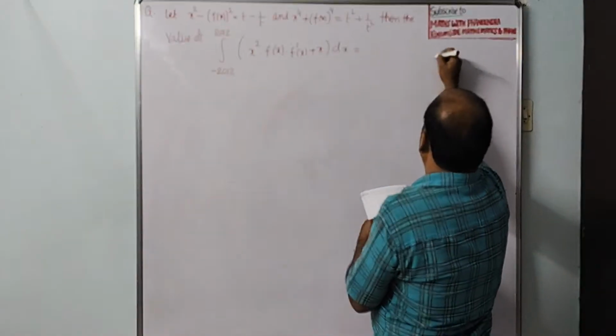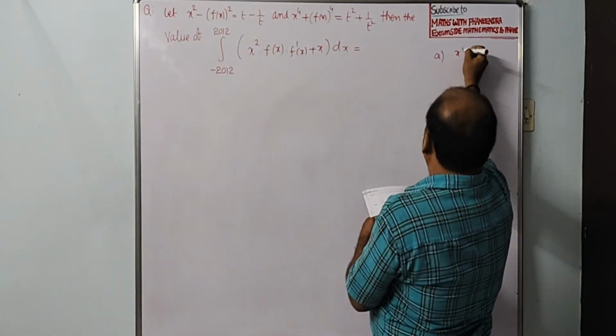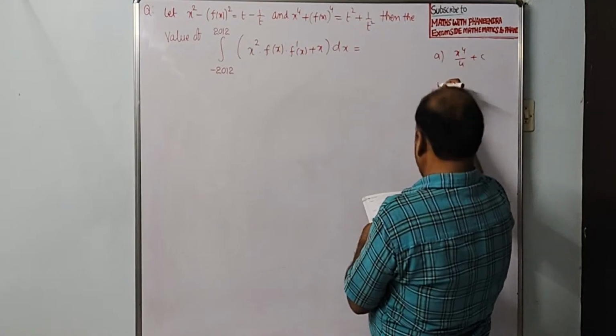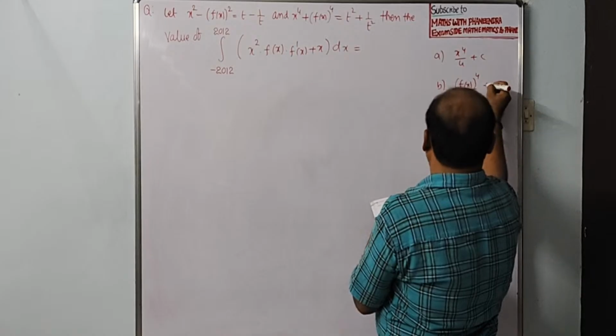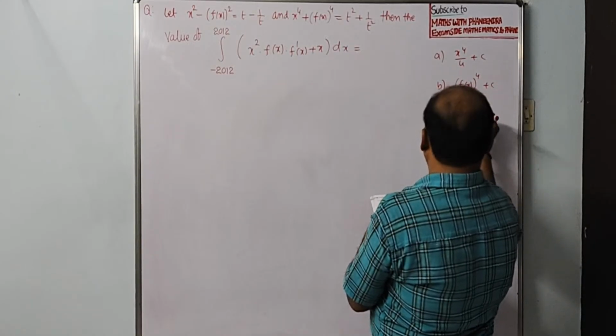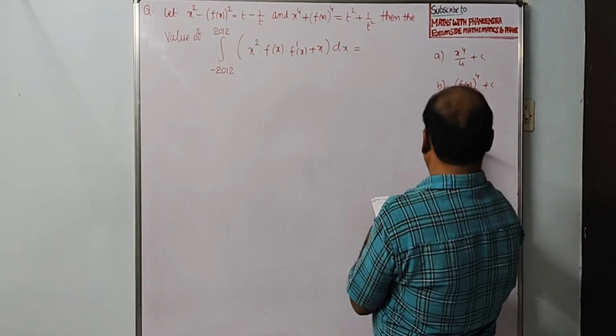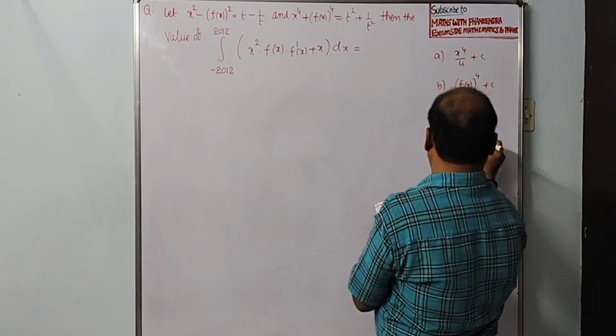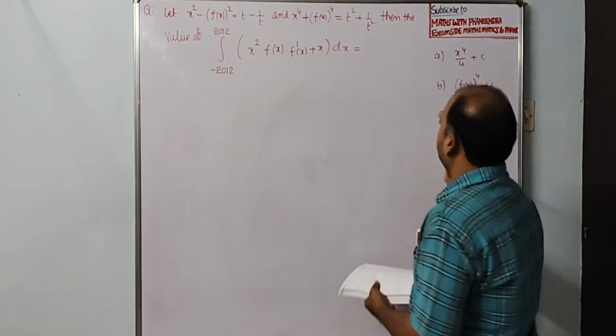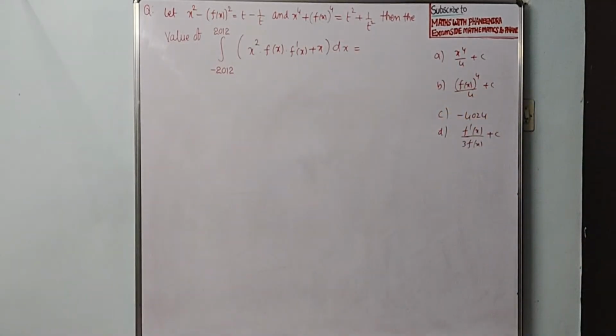So options are provided: x power 4 by 4 plus c, f of x whole power 4 by 4 plus c, minus 4024 f dash of x by 3 times f of x plus c. This is the question. So how can we make it according to that? We will see these things. It may be easy only.